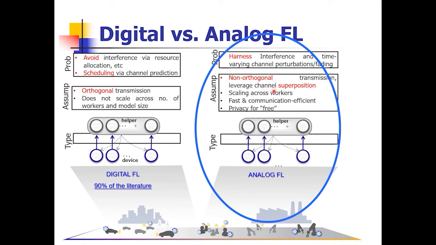Okay. Not only that, it's actually much faster and much more communication efficient than the digital counterpart, and it can even provide privacy for free, because here the channel superposition is playing the role of privacy in the context of, for instance, differential privacy. Okay. So here, instead of avoiding interference, we will harness it, right? And we will see that it actually outperforms this digital federated learning counterpart.